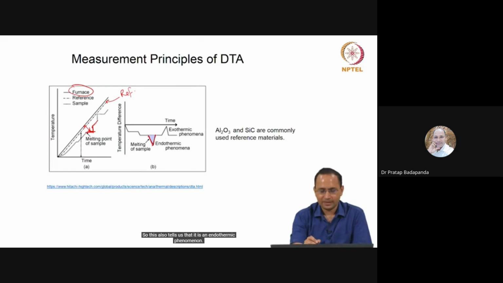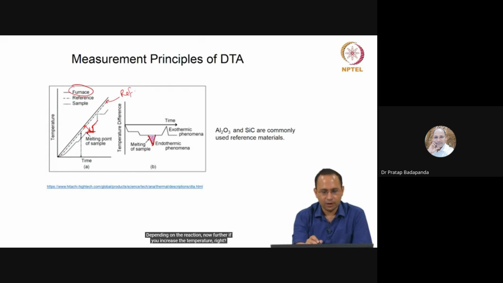So this also tells us that it is an endothermic phenomenon. Endothermic means melting will need heat. You are heating it up, so that heat is being used to melt the material. So an endothermic peak tells you that something is melting.